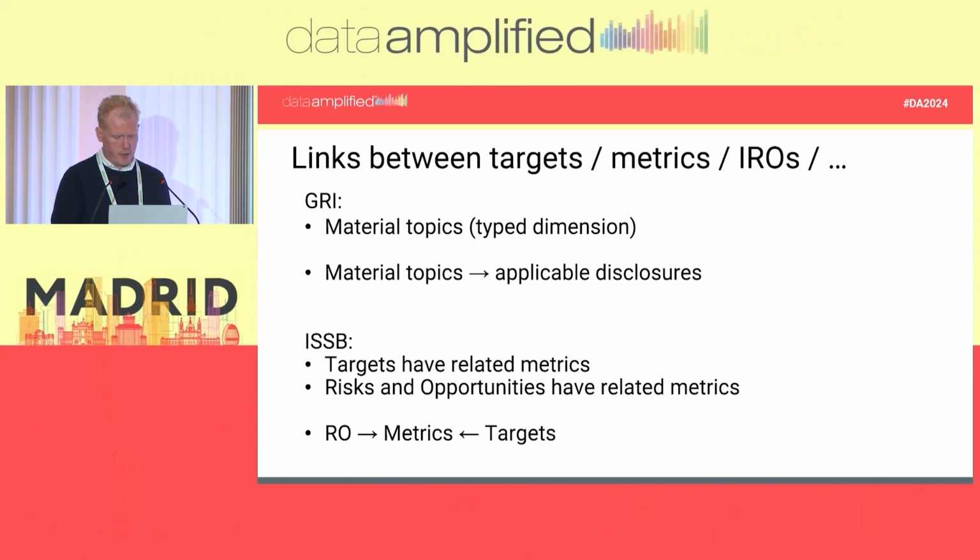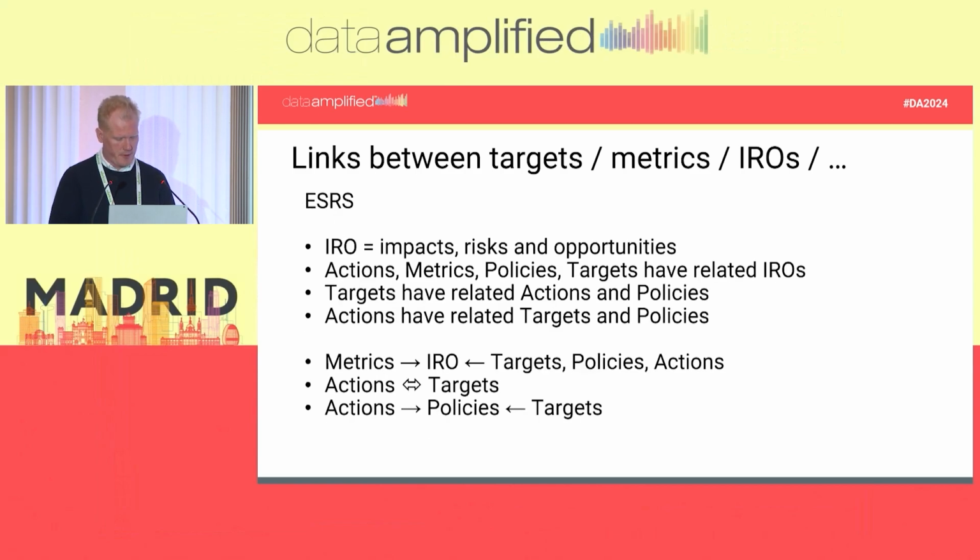ESRS is the same, but bigger. So you have a few extra of these subdomains that you can define your own things in. And we don't need to dwell on it. I quite like Richard's diagram, so hopefully that slide will be useful for people. But basically, think about which direction things are going in, that is the key point. A metric has a related IRO, and an IRO doesn't have a related metric. Actions and targets do relate to each other, so they go both ways.